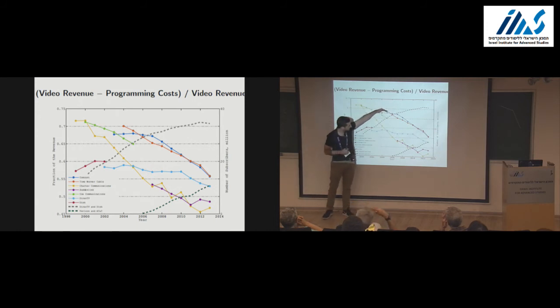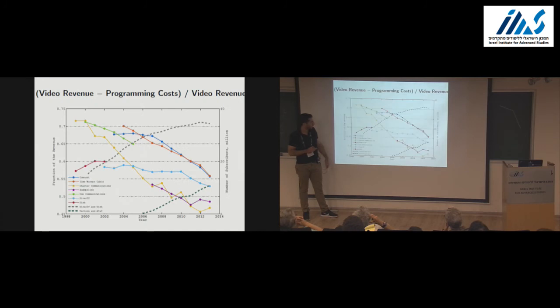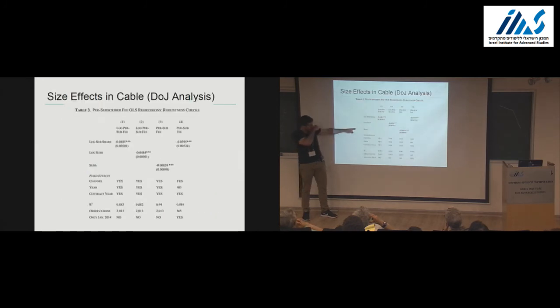Then the lines that are higher up are smaller distributors. So big distributors get lower prices. That was what was being referenced in these quotes. As much as 30%, as much as double. This is data that the DOJ got in a merger proceeding.